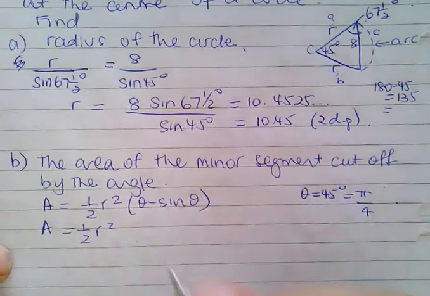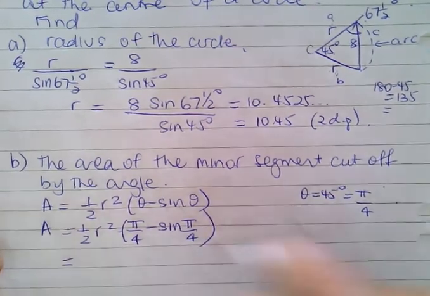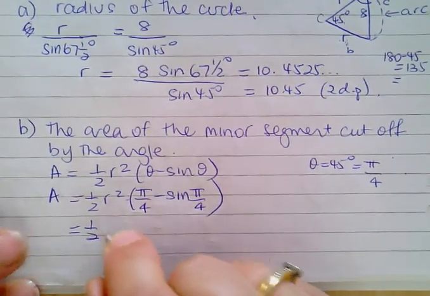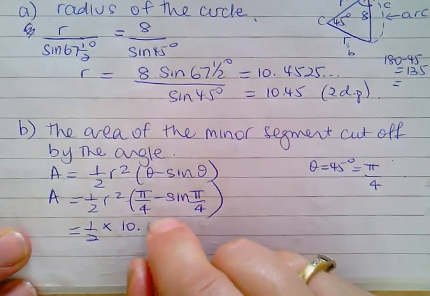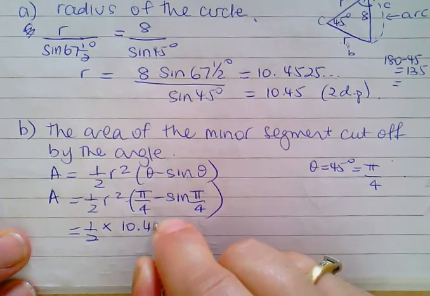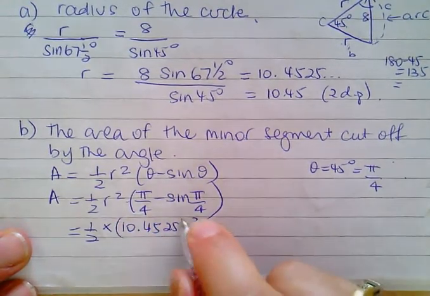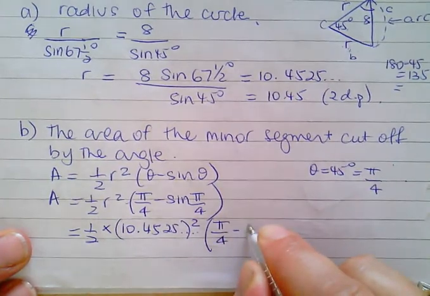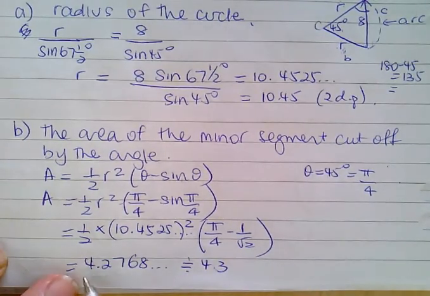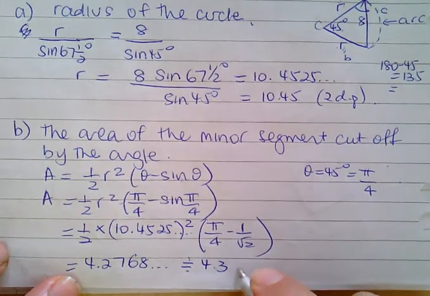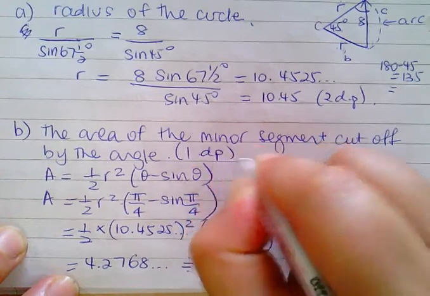So we've got area is a half r squared, theta is pi on 4 minus sine of pi on 4, which is 1 on root 2. For r in this, I'm going to use the non-rounded off version. A half times 10.4525... squared. I'm going to keep that answer in the calculator. Bracket pi on 4 minus sine pi on 4, which is 1 on root 2. Now we can just enter that into the calculator. Entering that in the calculator, I get 4.2768, etc., which is 4.3. Just going to do this to 1 decimal place, if that's what they ask.